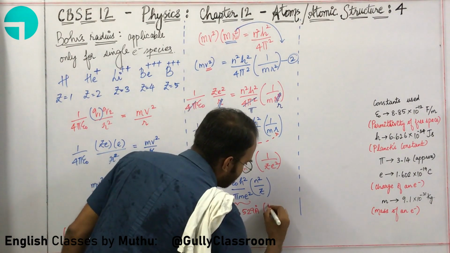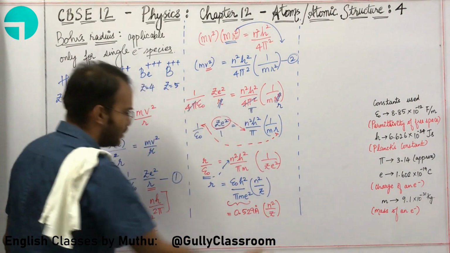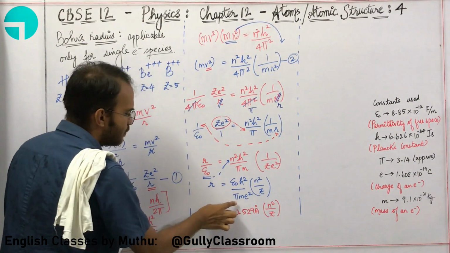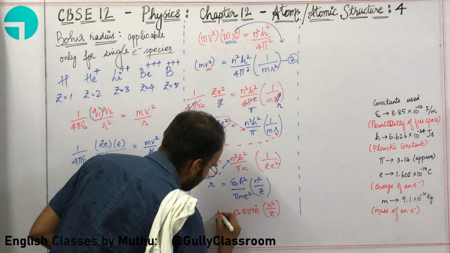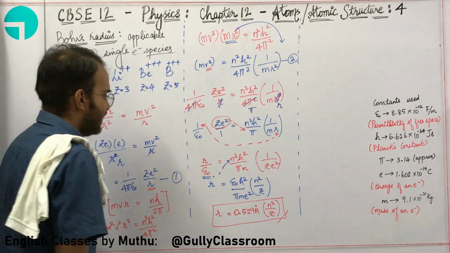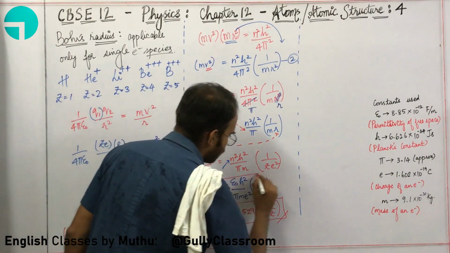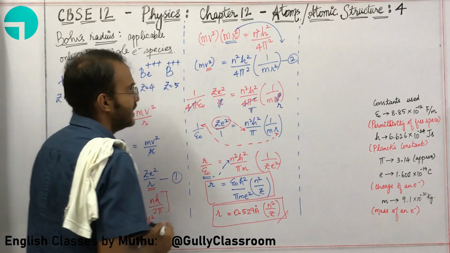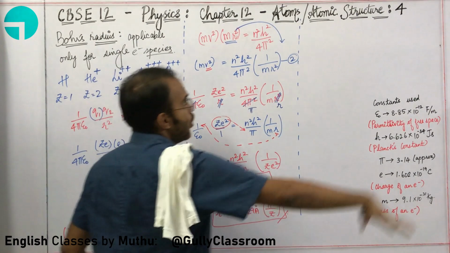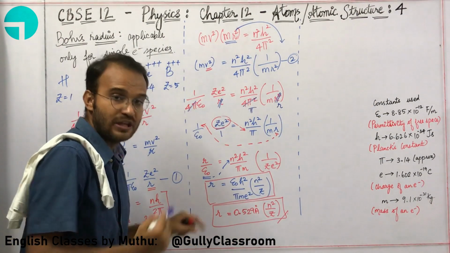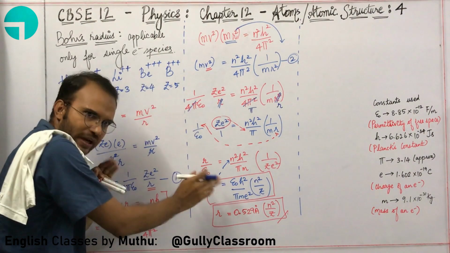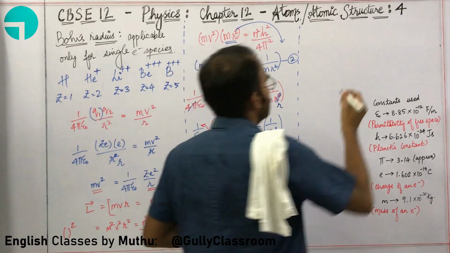So these constants can be substituted and this particular value can be calculated as 0.529 angstrom into n square by z. This is the actual formula for the radius of the nth orbital. So these two formulas are very important. Let me note these two formulas over here so that we can use them later in our problems. Can I note down these formulas? Are you comfortable with how I did my derivation? Okay, let me note it down.